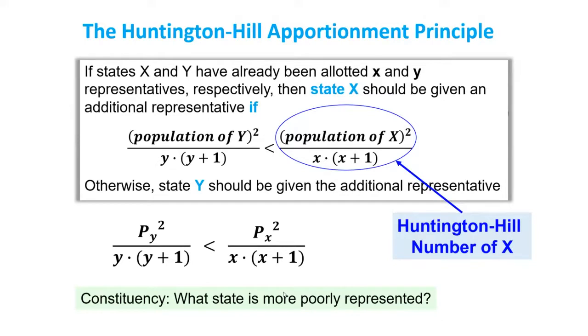Okay, returning to the mathematics. In the Huntington-Hill apportionment principle, we use so-called Huntington-Hill numbers for every state. So the Huntington-Hill number is the population squared divided by the number of representatives assigned at the moment, the present number of representatives.